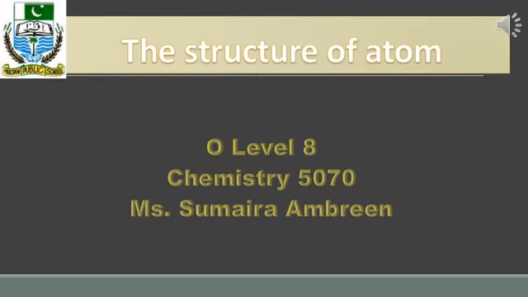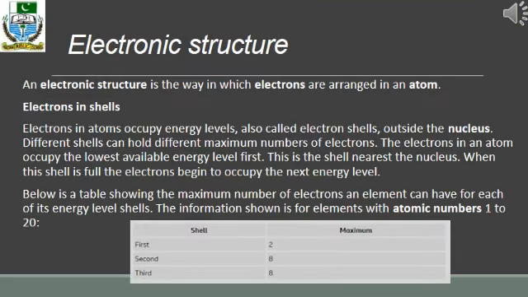In this video we will cover the remaining topics related to structure of atom. An electronic structure is the way in which electrons are arranged in an atom. Electrons in atoms occupy energy levels, or they are present in electronic shells. Those shells are present outside the nucleus.